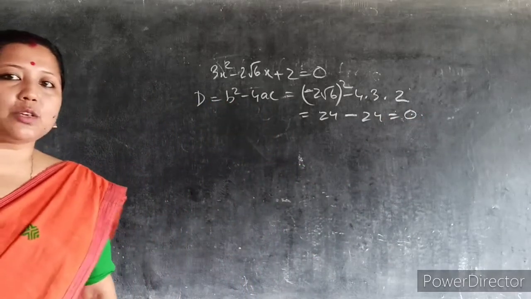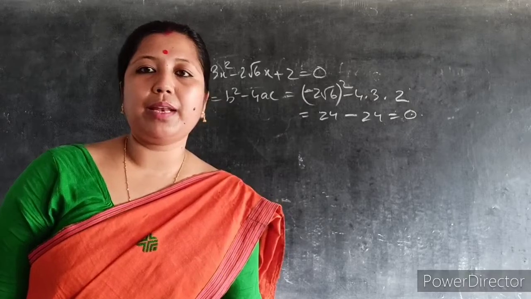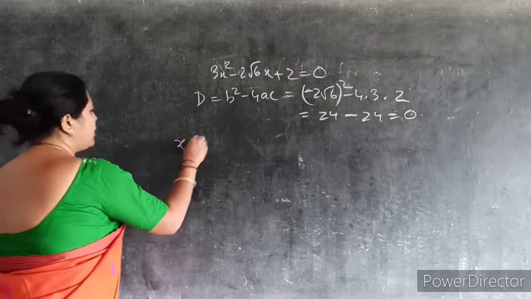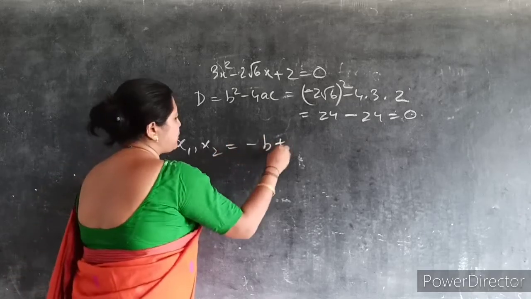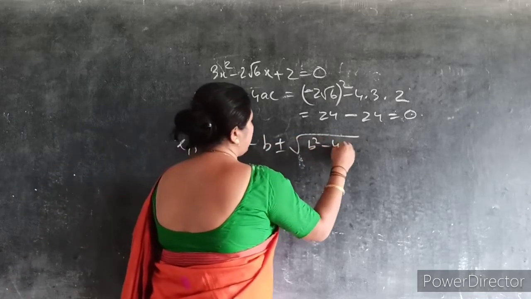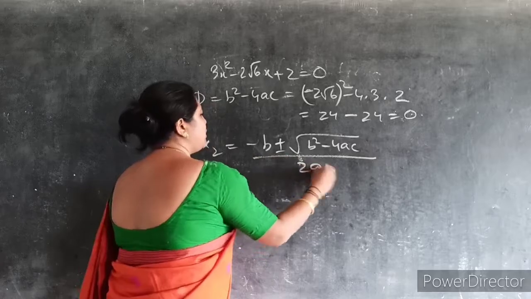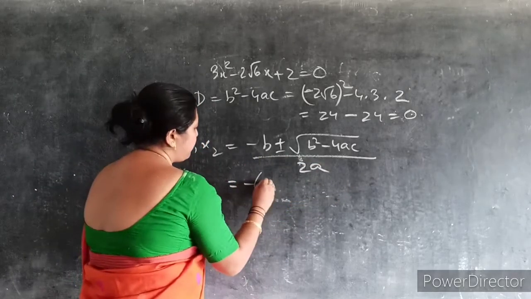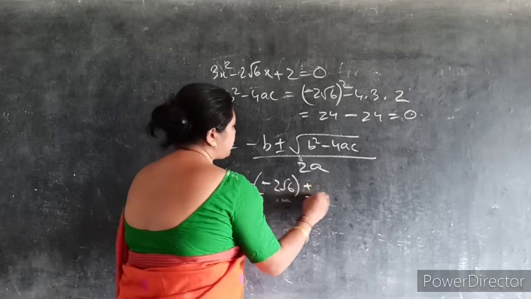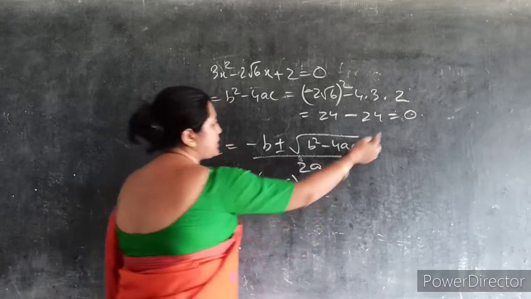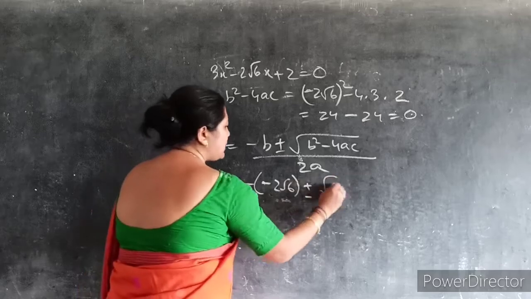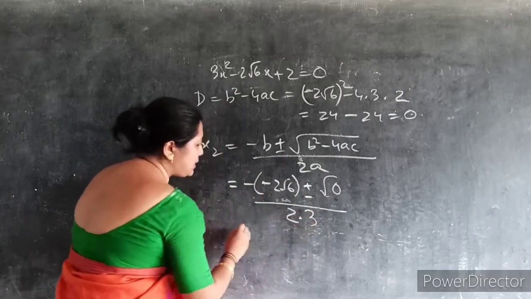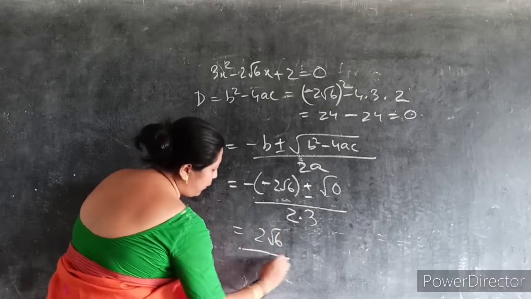Now using the quadratic formula, let us see whether we will get two roots equal to each other or not. So what is the main formula? Minus b plus minus root of b squared minus 4ac, by 2a. So minus of minus 2 root 6 plus minus root of b squared minus 4ac, which is itself your discriminant value, that is 0, upon 2 into a. So what is a? 6. So 2 root 6 upon 6.